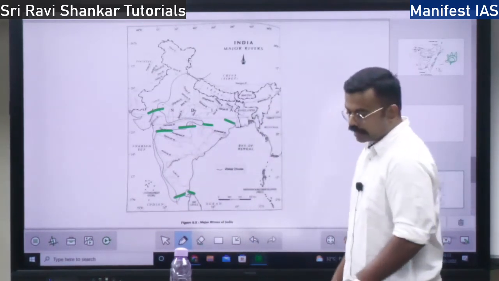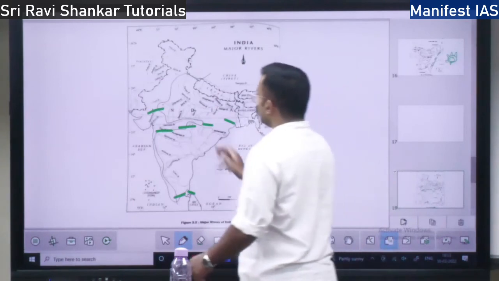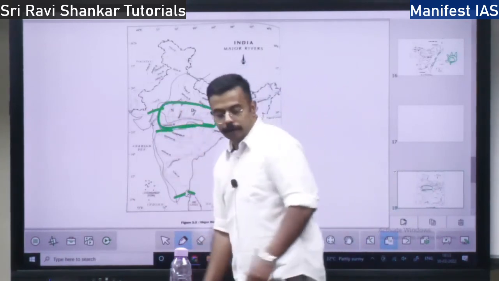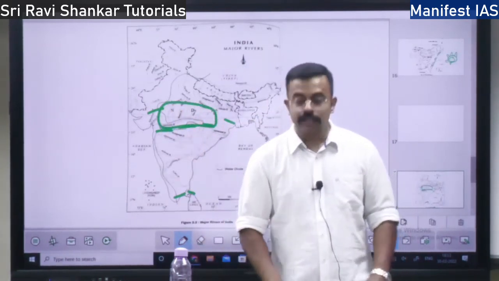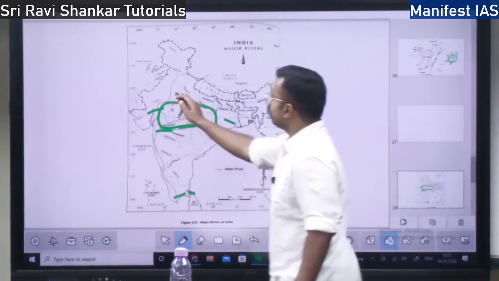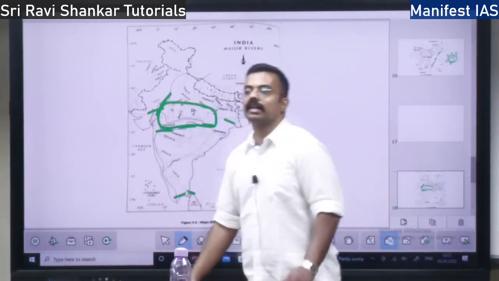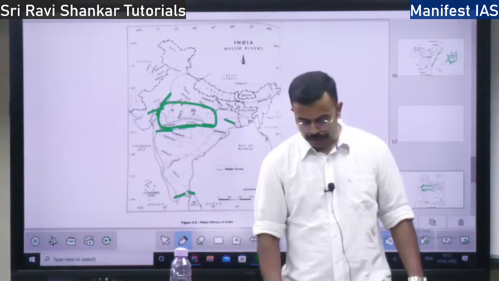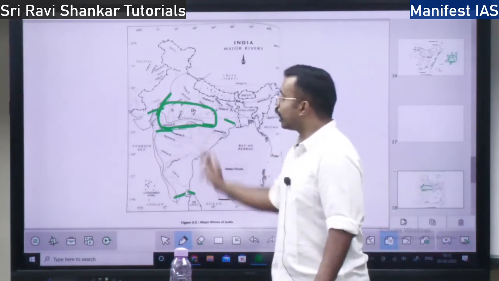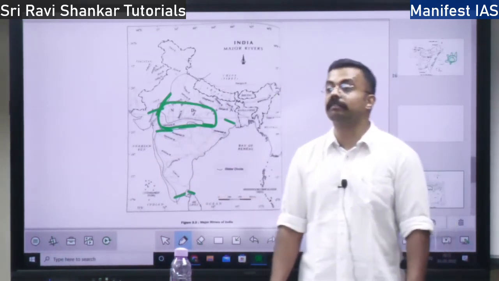Then you have the Central Highland. This is the Central Highland part. So, what is the Central Highland? In the Central Highland, the western boundary is the Aravali Hills. Aravali Hills form the western part. Then, to the south, you have the Satpura Hills, not the Vindhya.